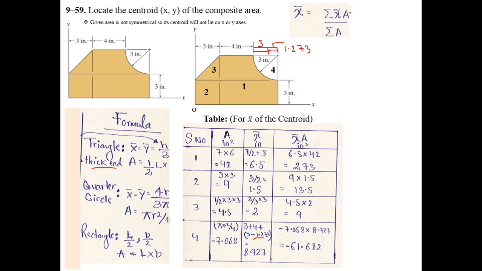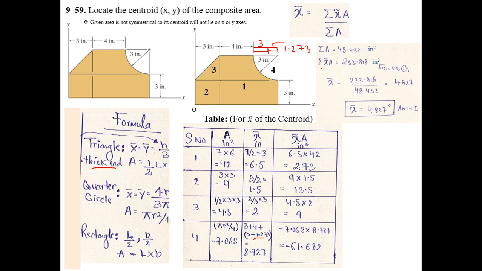Okay, so using this formula we have to calculate summation of A's. So this is the column for A, and you have to sum all these values: 42 plus 9 plus 4.5 minus 7.068. So please note that you have to sum this column according to the sign. Do not put a positive sign here. It is minus, and it will always remain minus. This minus is carried here as well in the last column, if you can notice. So 42 plus 9 plus 4.5 minus 7.068 gives you 48.432. This is the summation of area column.